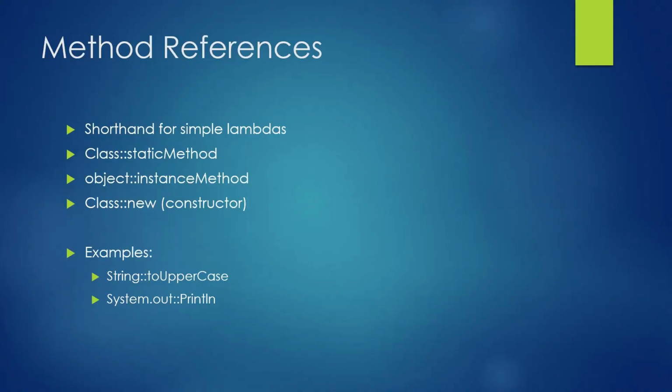Method references are shorthand for simple lambdas. Method references can be a class followed by a static method, an object followed by its instance method, or a class followed by the new keyword. Examples include String::toUpperCase with the two colons in between, and System.out::println with the two colons in between. This will make sense when you see it live in a demo.